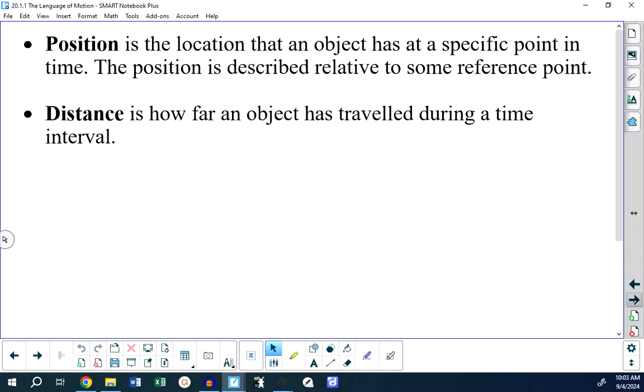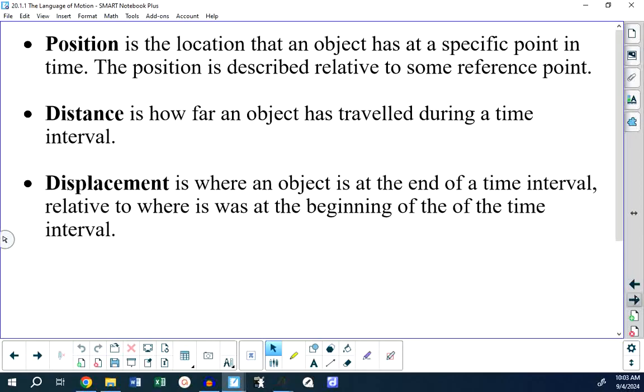It's how far an object has traveled during a time interval. And displacement is where an object is at the end of a time interval relative to where it was at the beginning. This is the most useful thing.